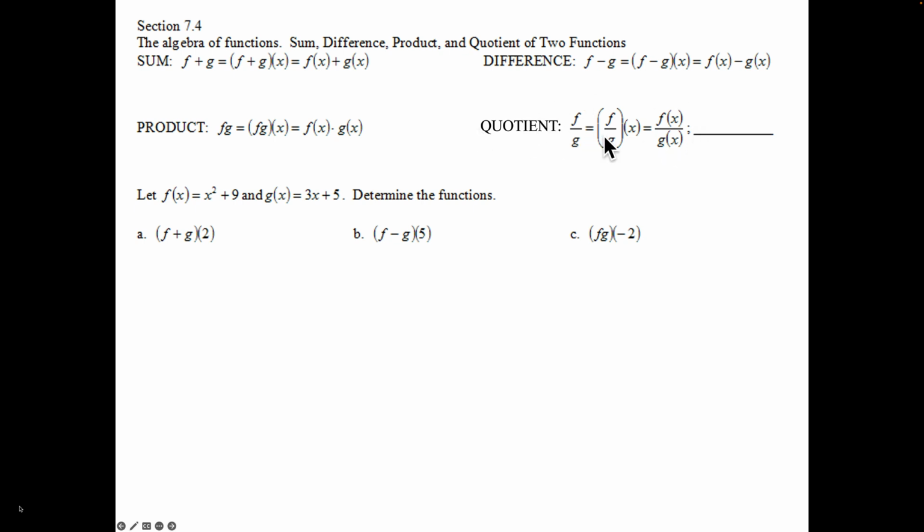Quotient, we're going to be dividing two functions, so as soon as you put a function in a denominator, remember that denominator function, g of x, can never be equal to 0, so you have to go find that disclaimer.